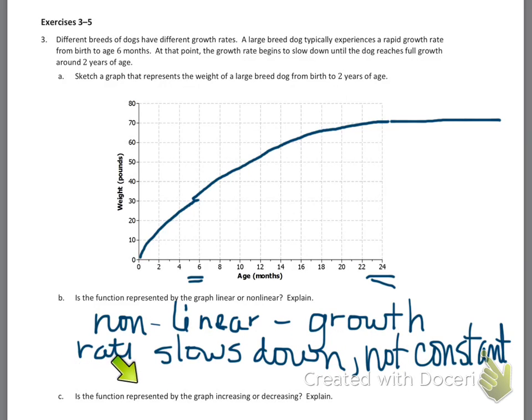Part C, is the function represented by the graph increasing or decreasing? This is an increasing function. Even though the growth rate is slowing, the dog isn't losing weight. So as the dog grows, the weight increases.